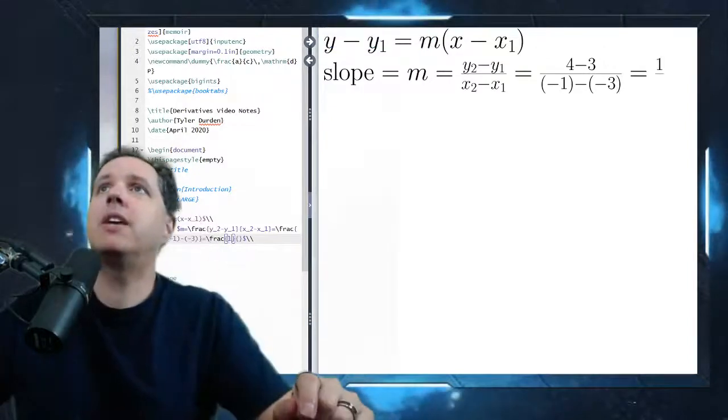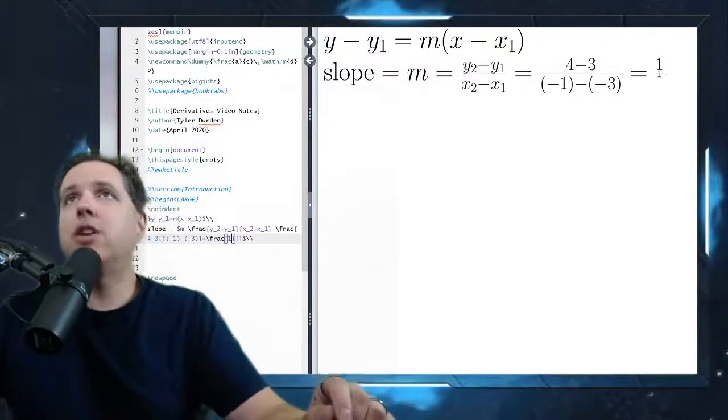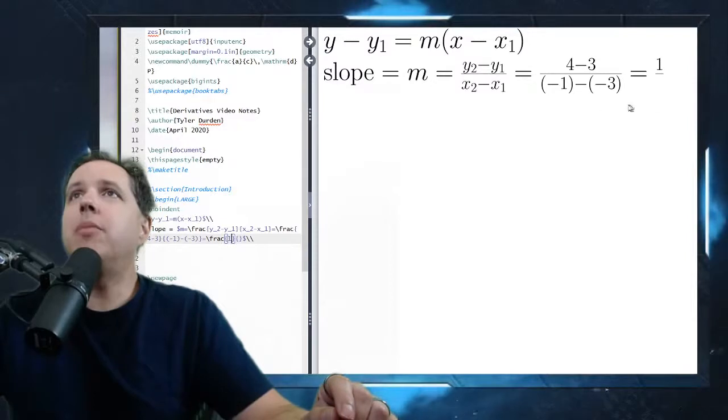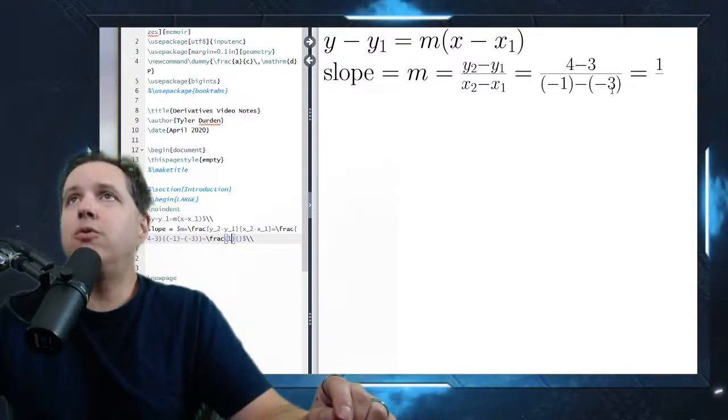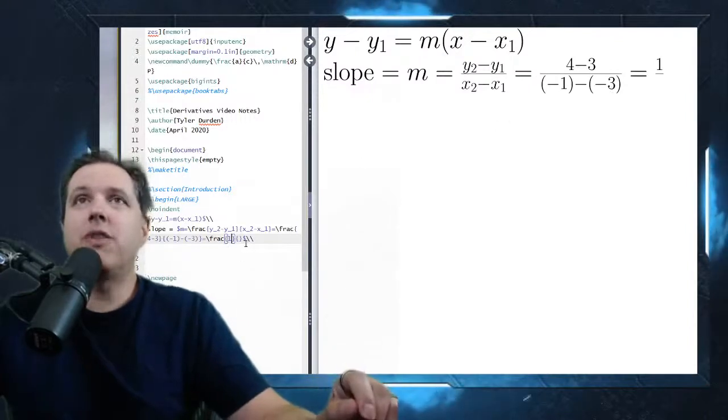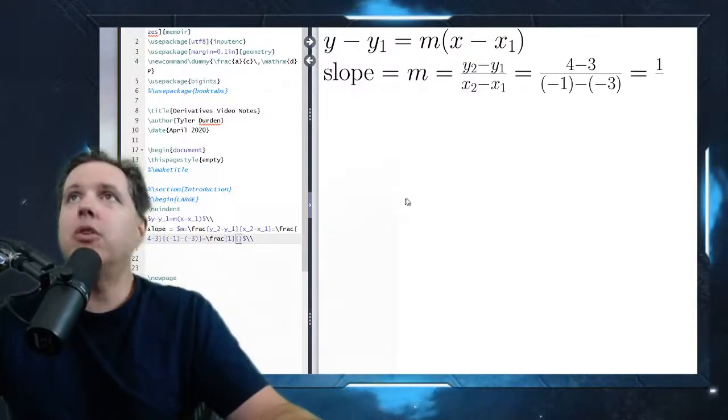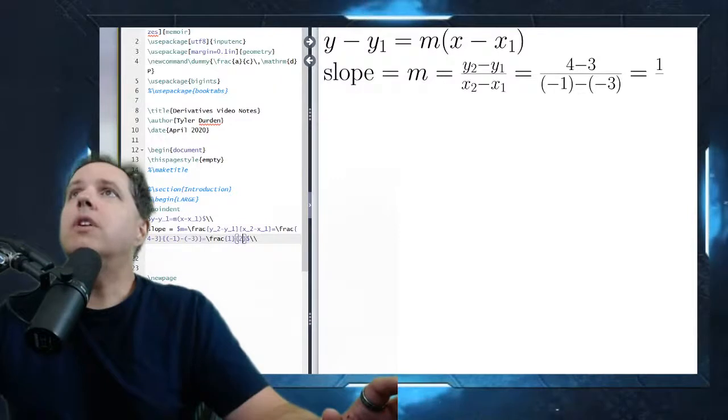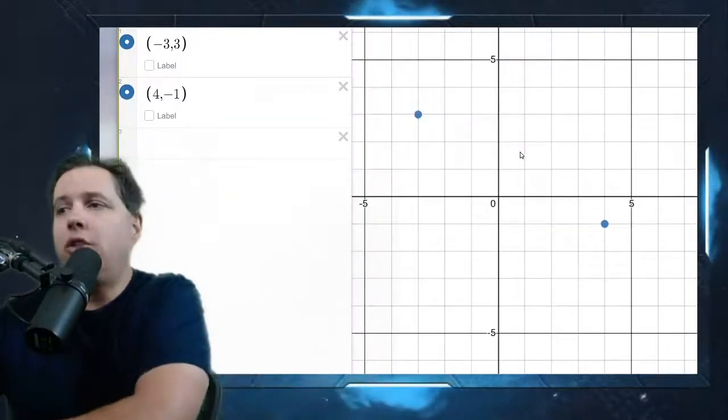Oh, did I make a mistake here? I might have messed something up. Let me double check here. I think it might be coming out wrong. -1 plus 3 would be 2. But I think this isn't right. So I have to go back and double check my work here. What did I do? How do I know that I did this wrong?